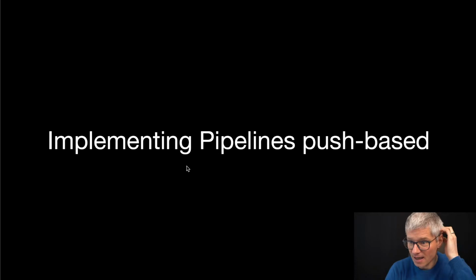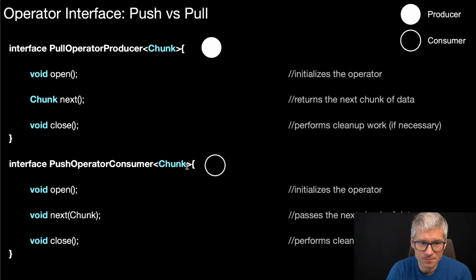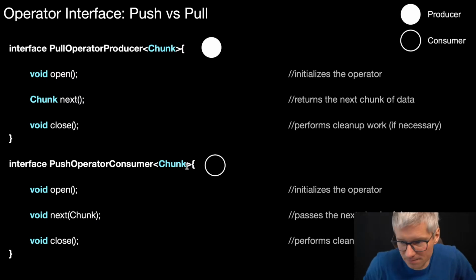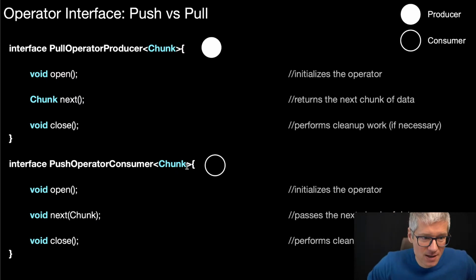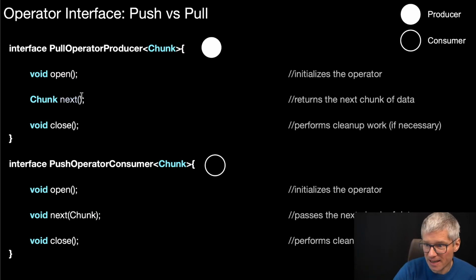Okay, that's how you implement pull operators. But if there's a pull, there's also a push. So far we looked at an interface like that. Basically, that's what we already had: open, next, close. This next interface returns an element.